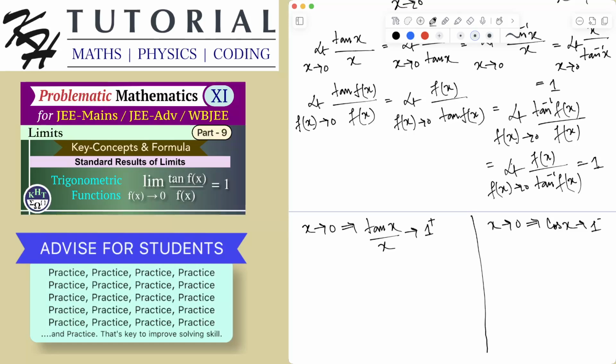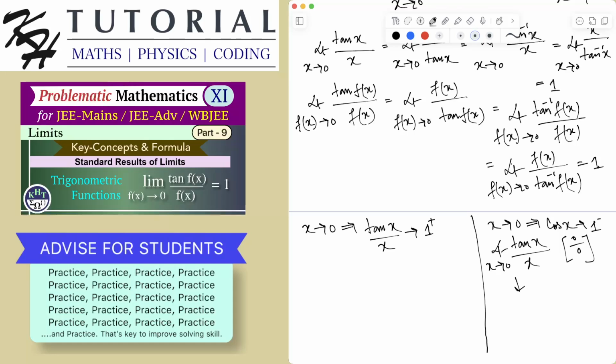Okay. Now, in finding the limit of tan x by x, limit x tending to 0 of tan x by x, it is of the form 0 by 0, because when x tends to 0, tan x tends to 0 and x tends to 0. So this is the 0 by 0 form.